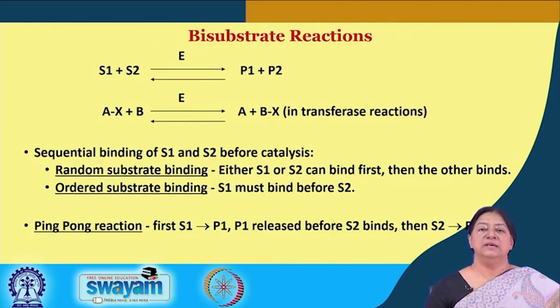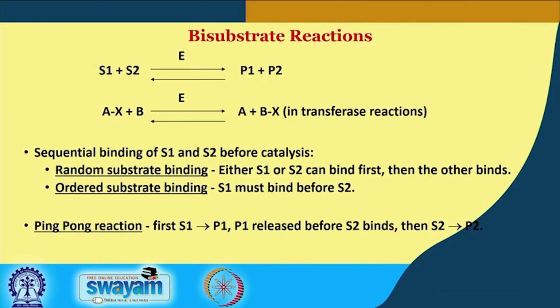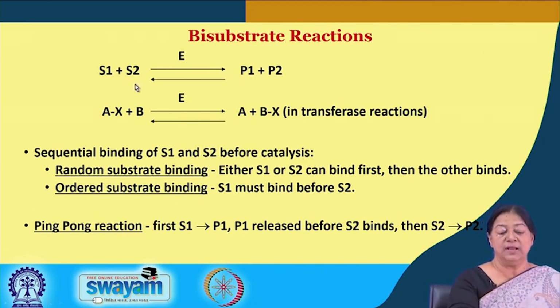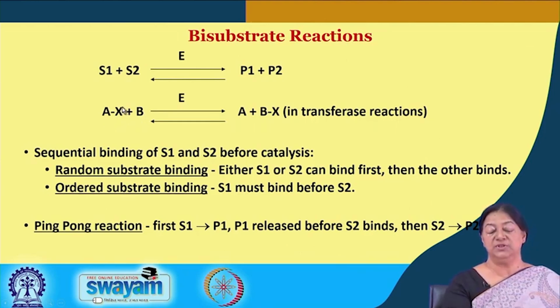There are other ways in which we have certain reactions. Some are called bi-substrate reactions. What do we mean by that? We can have two substrates, S1 and S2, and we can have two products. Suppose we have a reaction where we have AX plus B, and X is transferred to B from A in a transferase reaction.